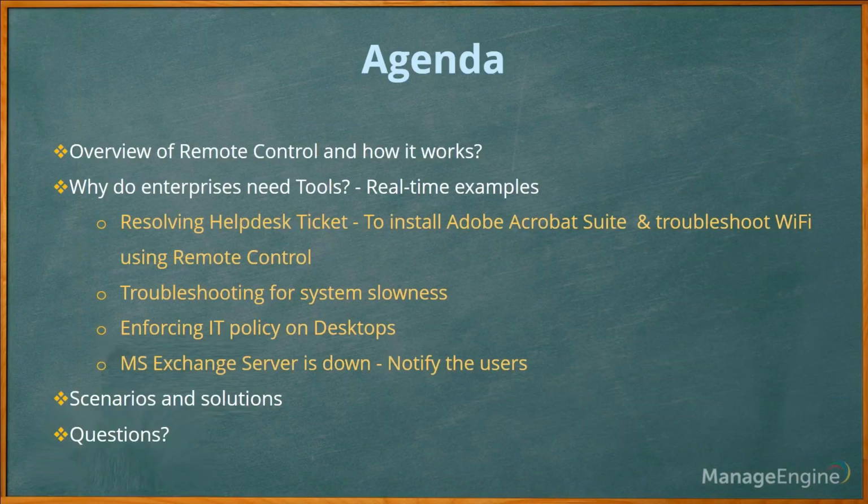Before we start training, I would like to share the agenda of today. We'll first start with the overview of remote control and see how it works in the background. Followed by that, we'll discuss the uses of remote control and other related tools in Desktop Central with a few real-time examples. First, we'll see how a Helpdesk technician can use remote control for installing the Adobe Acrobat application and also troubleshooting Wi-Fi issues. Second, I have taken the most common issue in PCs, which is system slowness. Let us see how we can use tools in Desktop Central to troubleshoot this.